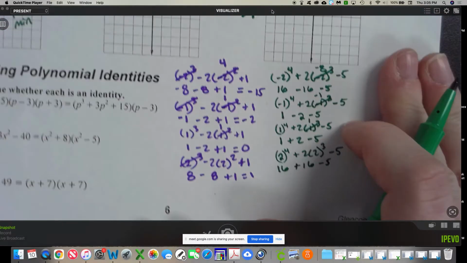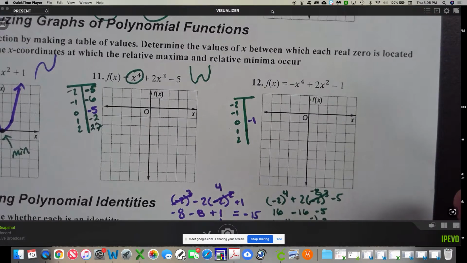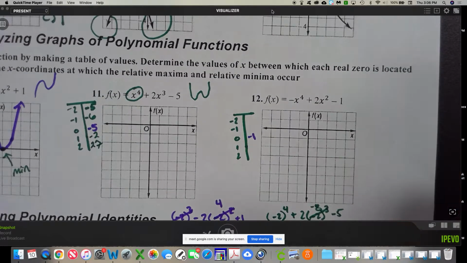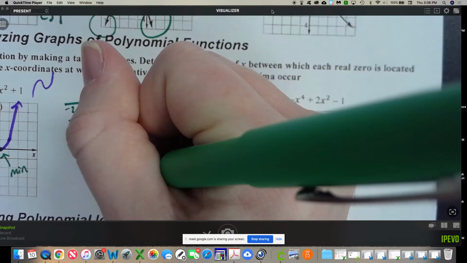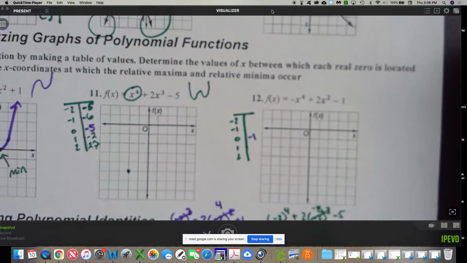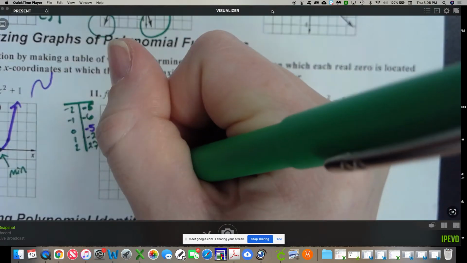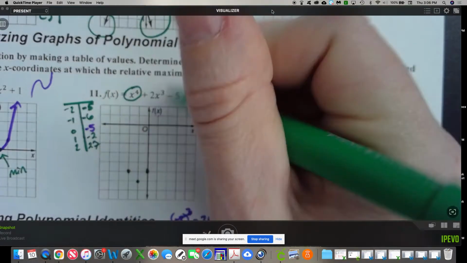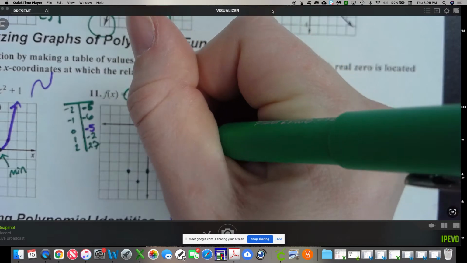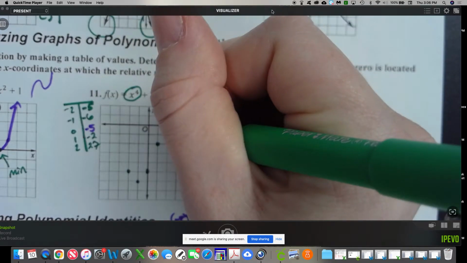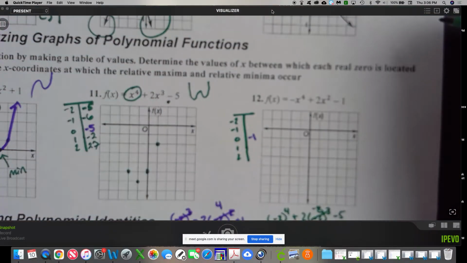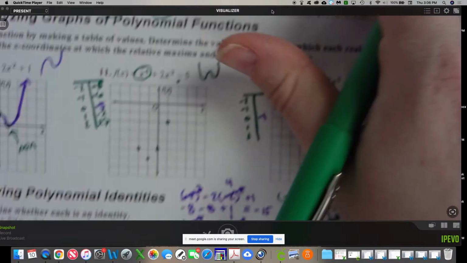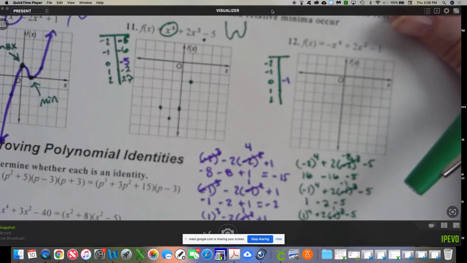Let's see if that gives me enough information. -2 is at -5. -1 is at -6. 0 is at -5. 1 is at -2. 2 is at 27. Do we have enough? We need to do a -3. Okay, so let's go back through and do a -3.